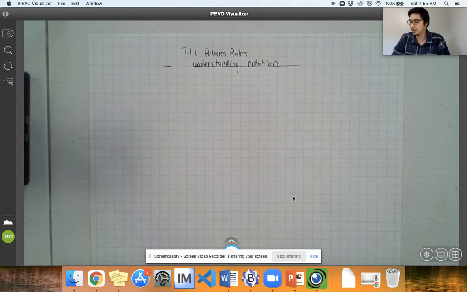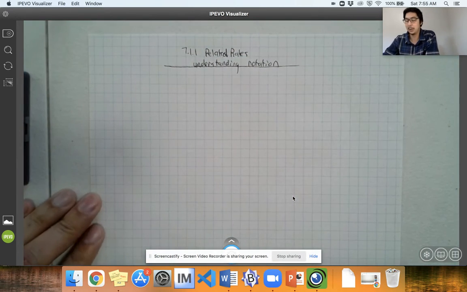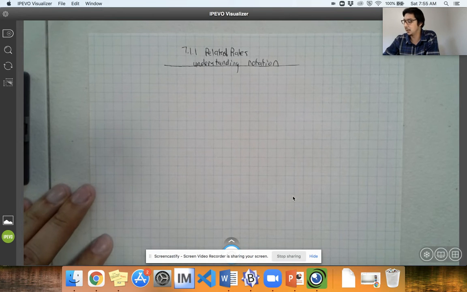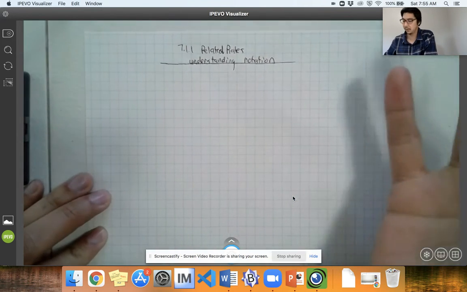We are starting Chapter 7, a big part of which is what's going to be called related rates. We're going to be doing this for several days now. This is just an introduction where we're going to talk about notation and make sure you're familiar with that.